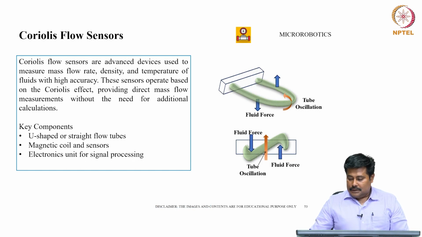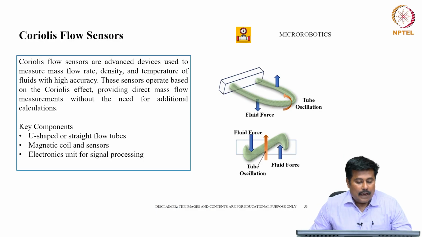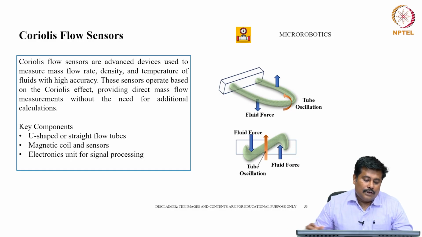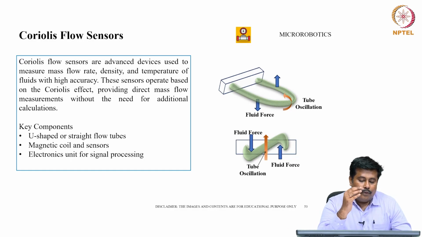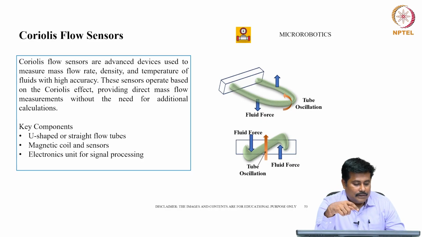And the next configuration is called the Coriolis flow configuration. These Coriolis flow sensors are advanced devices used to measure the mass flow rate, density and temperature of the fluid with high accuracy. These sensors operate based on the Coriolis effect, and they provide direct mass flow measurements without the need for additional calculation.